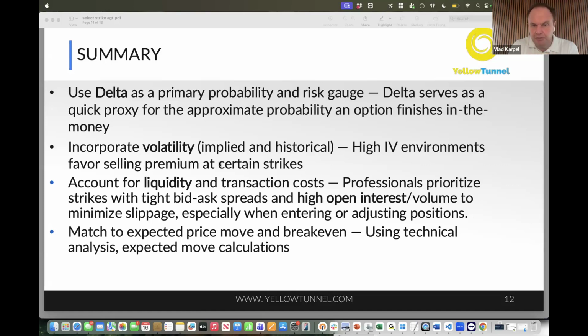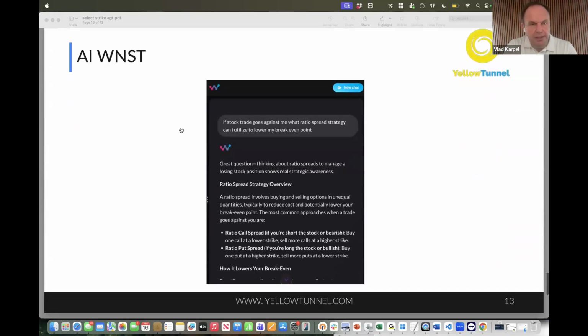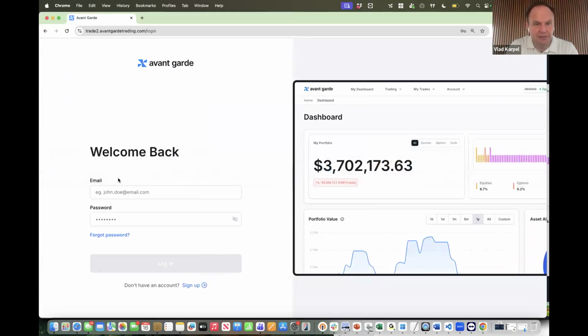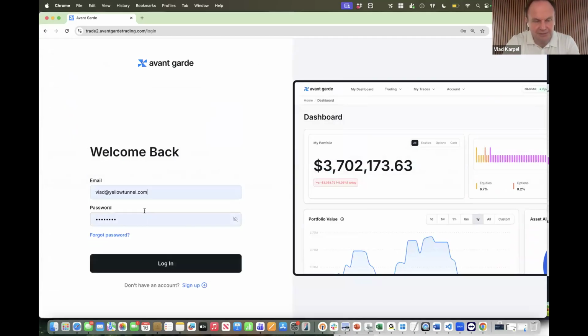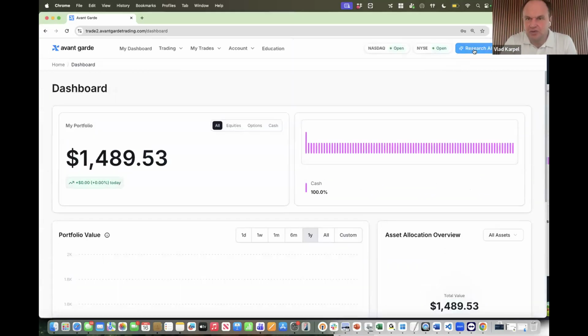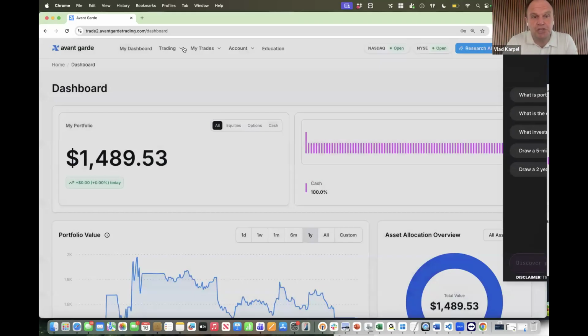Match to expected price move and break even using technical analysis, expected move calculations to determine that range. All right, and then AI. Actually, I did it a little bit late, but I asked Winston, how do you select a strike price? And it was great. So you can do this analysis.